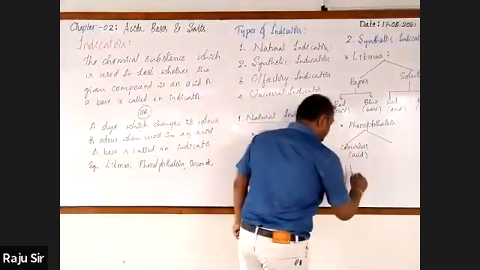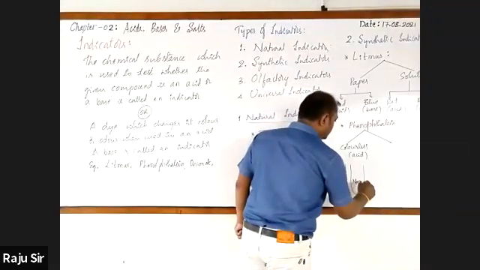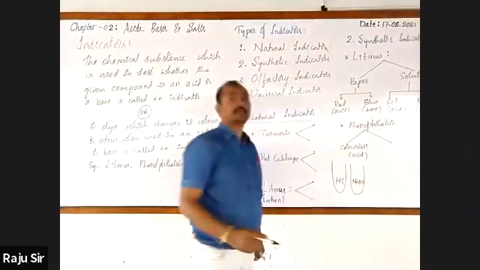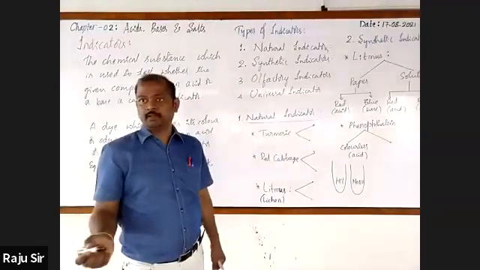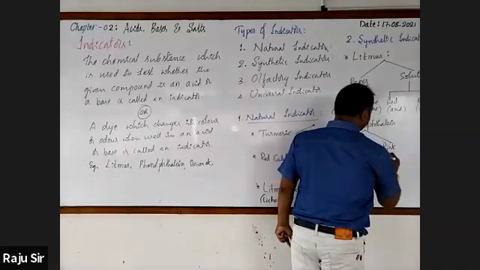Suppose a few drops of phenolphthalein indicator are added in NaOH. What happens? It turns pink. Pink color. You can say that it is base.